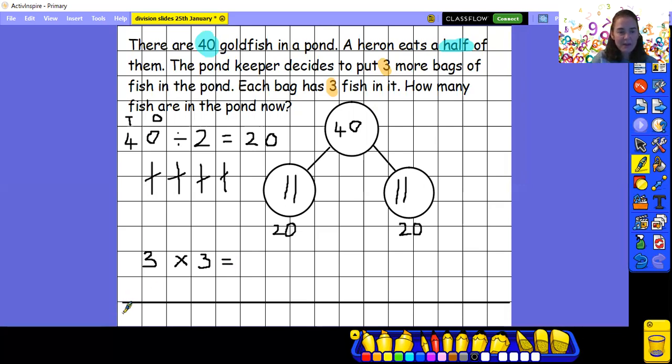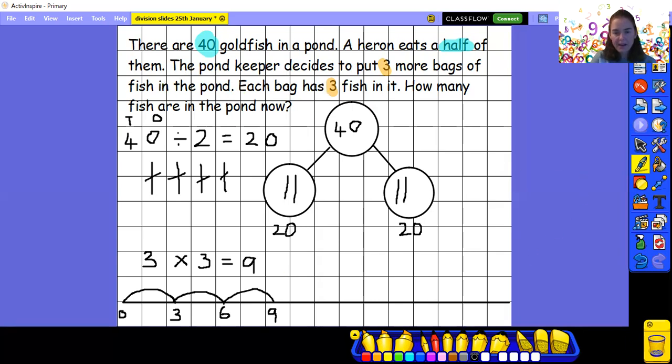So let's use our number line. I'm going to start on 0. 1 lot of 3 equals 3. 2 lots of 3 equals 6. 3 lots of 3 equals 9. Fantastic. So he adds 9 more fish. So still not the end of the problem. We still haven't answered the question. How many fish are in the pond now?